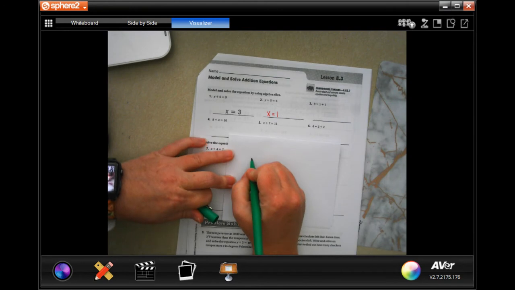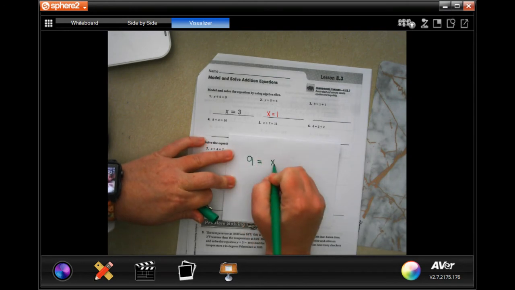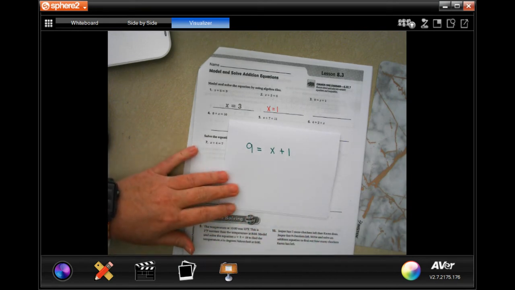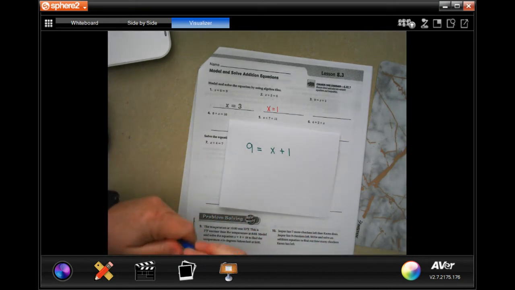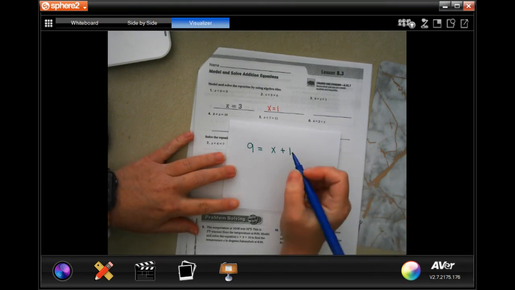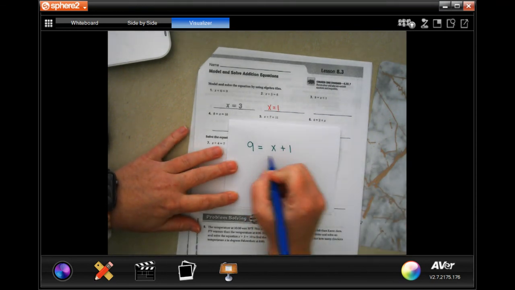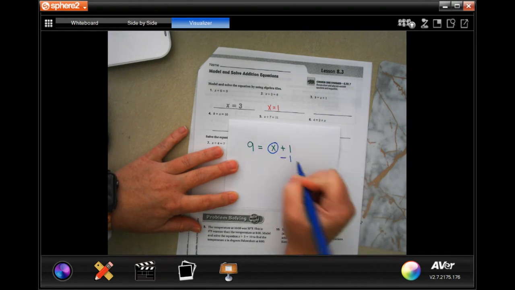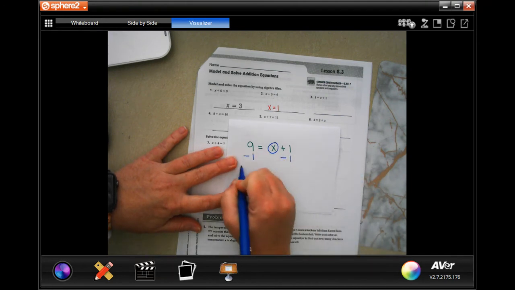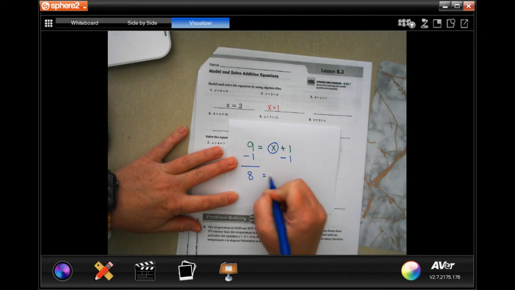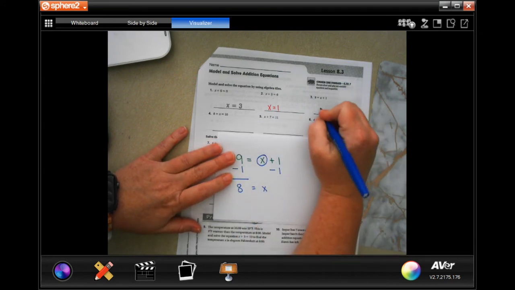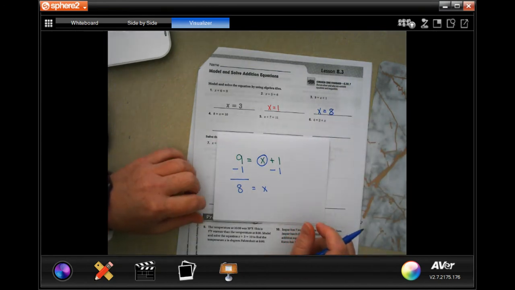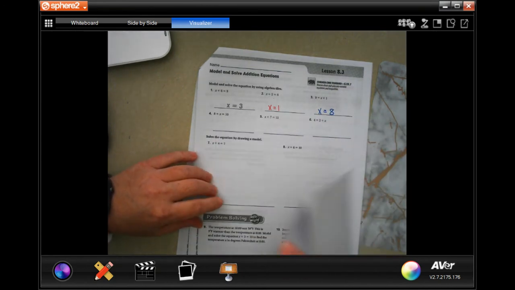So this says 9 equals x plus 1. Obviously, I know you can do some mental math, and you can figure out that 8 plus 1 equals 9, but this is our teeter-totter. I need to get x alone. So I'm going to subtract 1. I'm going to subtract 1. That leaves me with 8 equals x, which is the same thing as x equals 8. All right. I'm going to do one more.